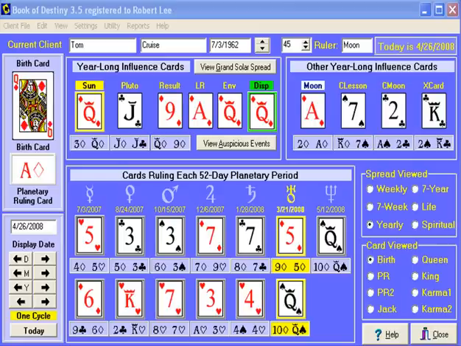You always have a client when you first start the program. In this case, we have Mr. Tom Cruise up here, who was born on July 3rd, 1962. And we see displayed here his birth card and his planetary ruling card.